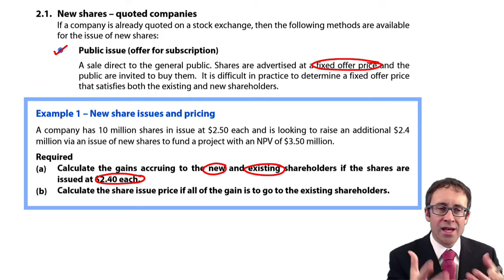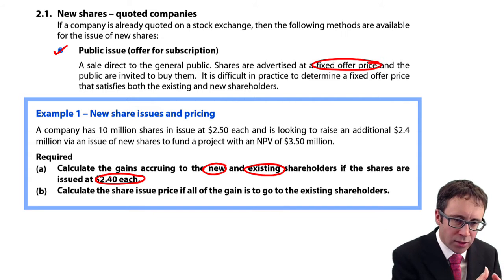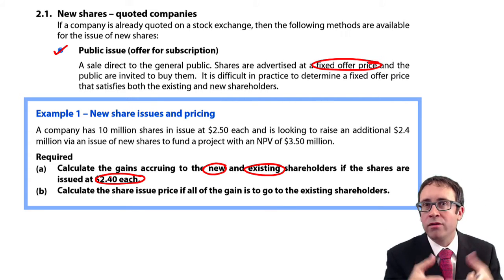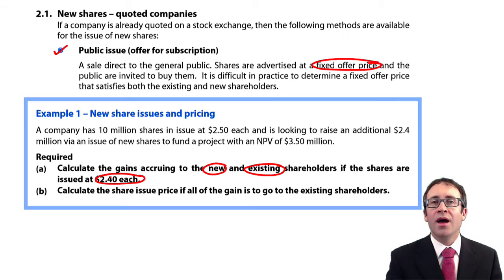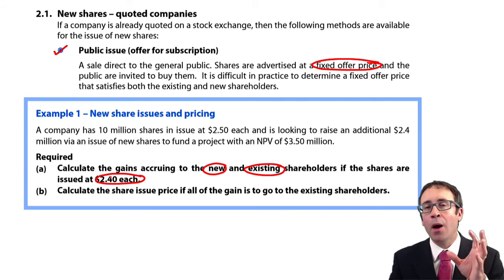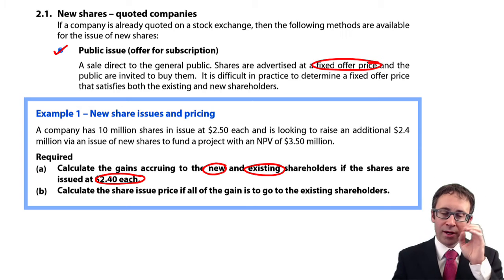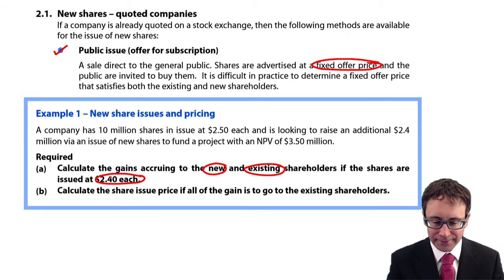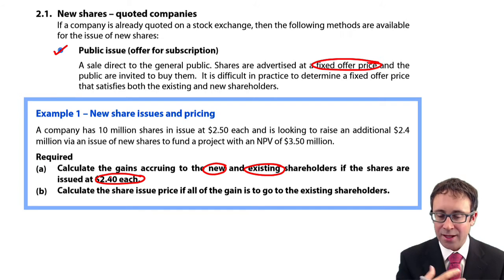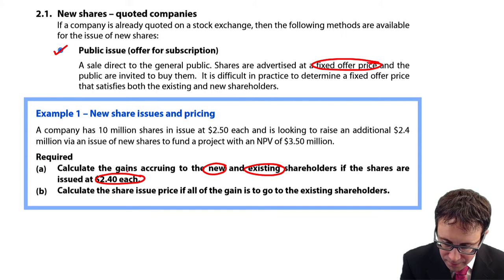The money that is taken from the new shareholders is going to be invested in a project. That project will generate wealth, via NPV, and therefore that then needs to be split between them both accordingly, doesn't it? How will it be split if the issue price is $2.40? So first of all, note that part A is asking you for the gains.